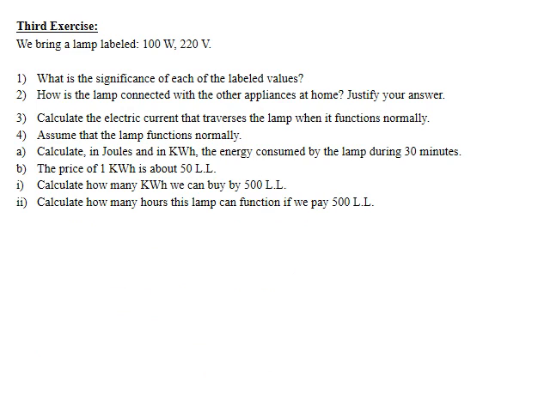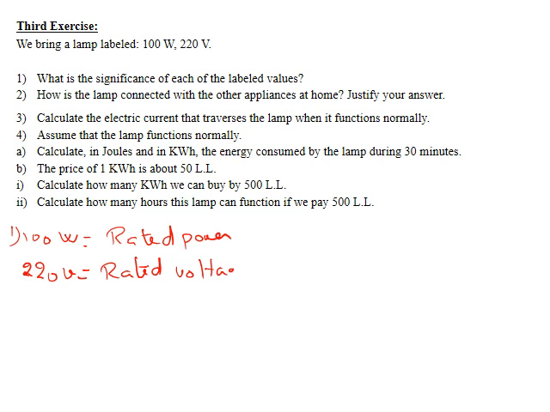Third exercise. We bring a lamp labeled 100 watt, 120 volt. What is the significance of each of the labeled values? 100 watt, it is the rated power consumed by the lamp to function normally. 220 volt, it is the rated voltage of the lamp to function normally.